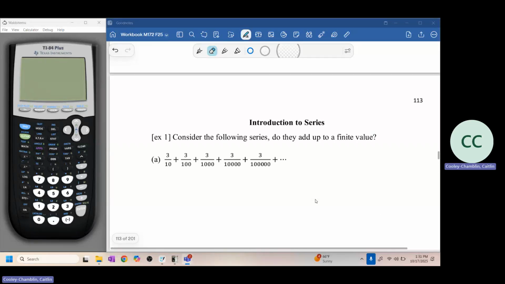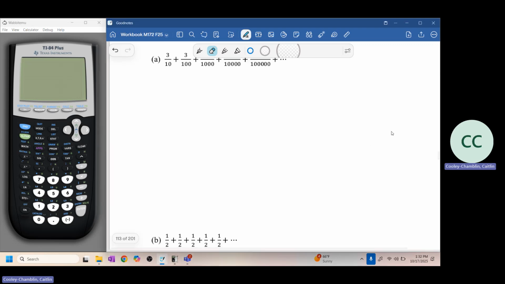Hey everyone. Today we are going to do an introduction into series. We're not going to dive very heavy into series, but we are going to introduce them, see what they look like and some basic things that we can do with them. After this lesson, we are going to start doing more of the tests and things of that nature.